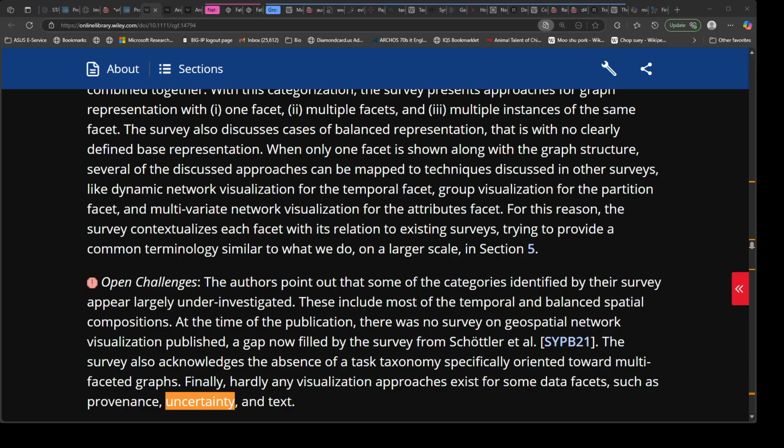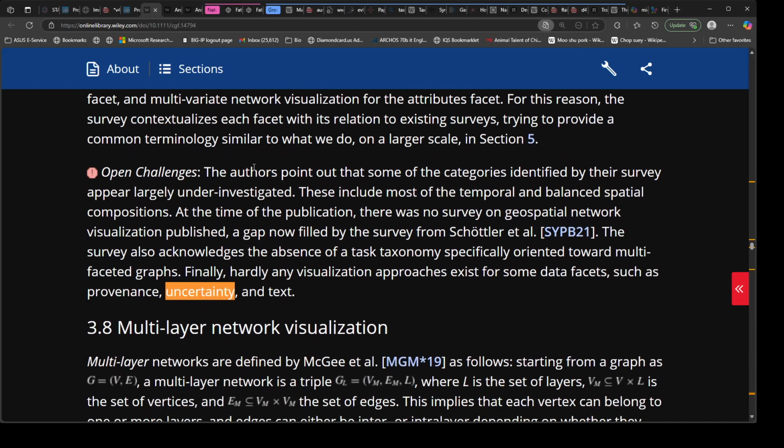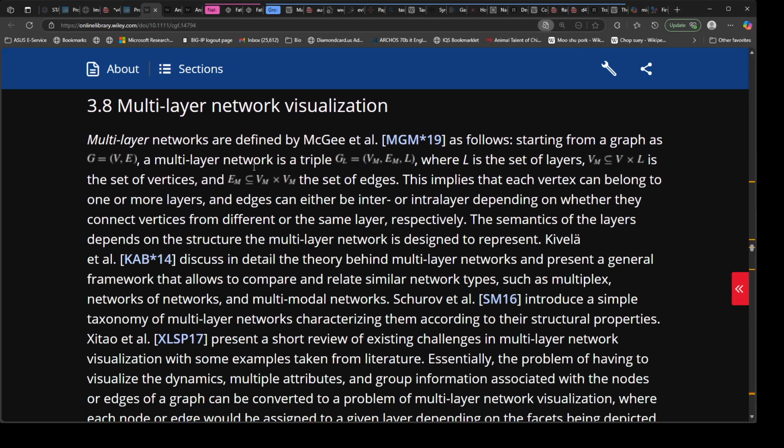3.8 Multilayer network visualization. Multilayer networks are defined by McGee et al., MGM 19, as follows. Starting from a graph, a multilayer network is a triple, where L is the set of layers, V is the set of vertices, and E the set of edges. This implies that each vertex can belong to one or more layers, and edges can either be inter- or intra-layer depending on whether they connect vertices from different or the same layer, respectively.